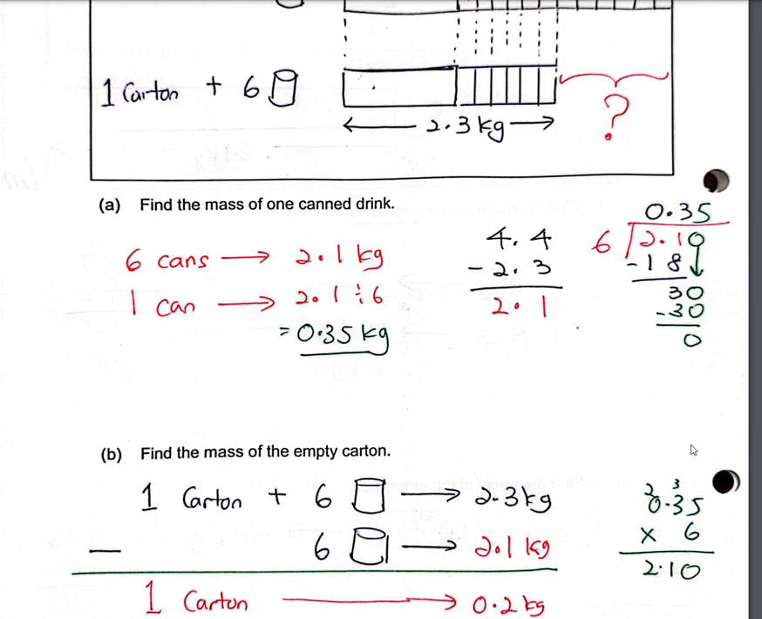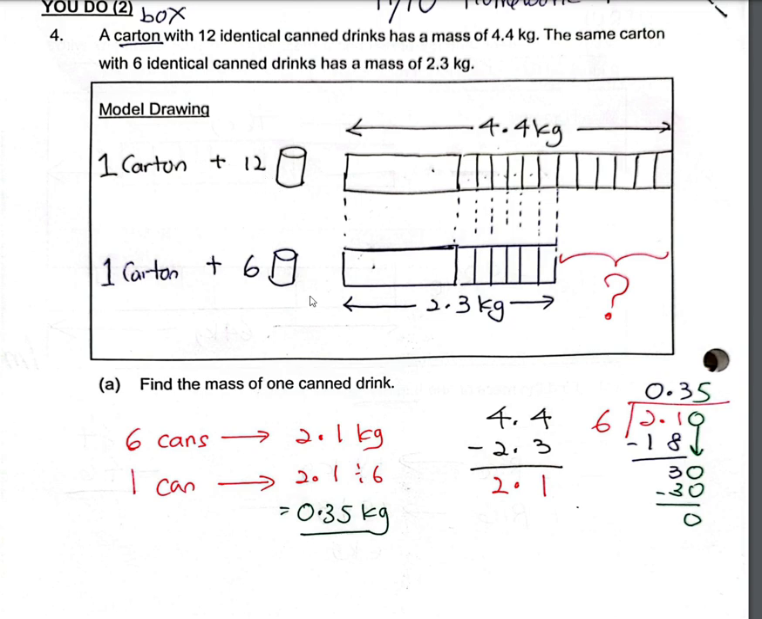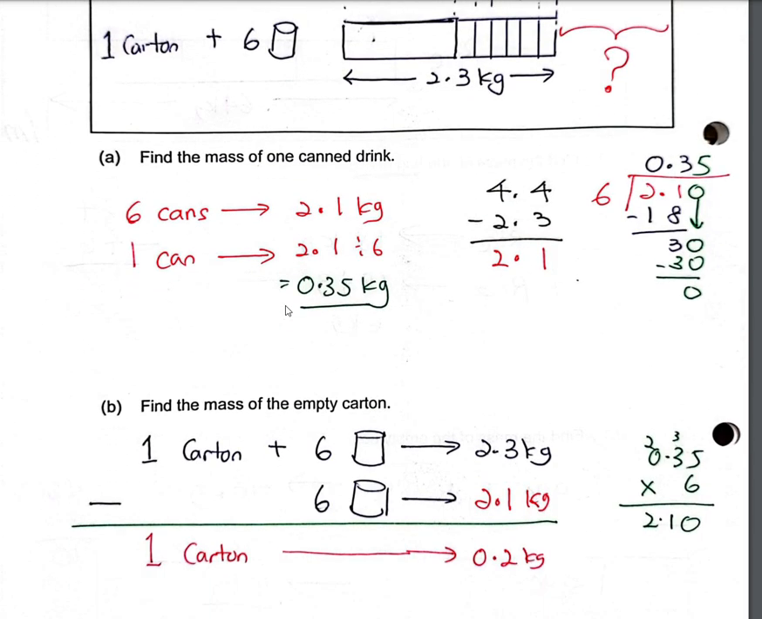Now, what's the mass of the empty carton? Same step as before. I use one of these, which is usually the smallest number, which is 2.3 kilograms. It is the mass of 1 carton and 6 cans. I take away the mass of 6 cans, which is already here. 6 cans is 2.1 kilograms. I just take it away. I don't even have to multiply this. I just showed you if you multiply 1 can by 6, you get 2.1 kilograms.